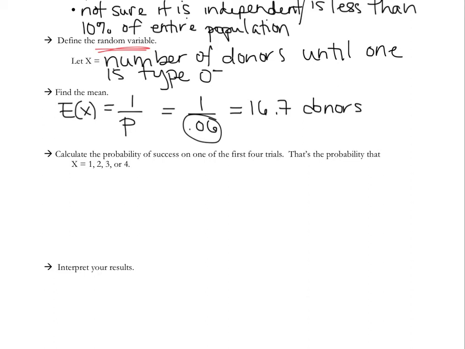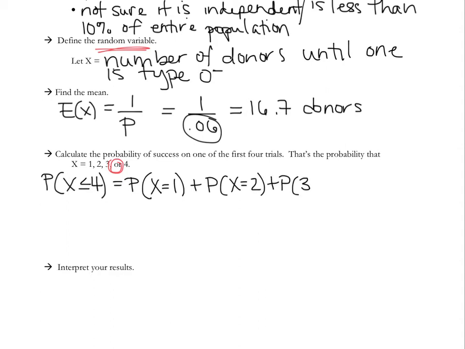Calculate the probability of success on one of the first 4 trials. That's the probability that we have an O negative donor on the first person, second person, third person, or the 4th person. Or is our key here. So we are trying to find the probability that we get a donor on or before the 4th person, which means we really need to find the probability that it's the first person, or the second person, or the third person, or the 4th person. Notice that I'm saying or, so I have plus signs in between each of these probabilities.